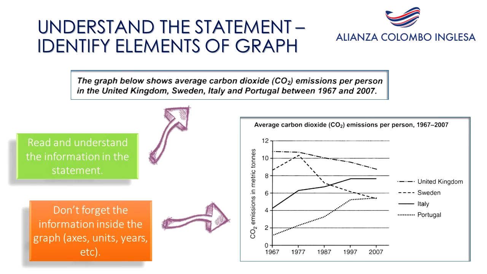Okay, so before we write anything, we should make sure to understand this statement and to identify the important elements of the graph. Let's focus our attention first on the statement. As we can see, we should identify all the essential information that is presented. We should focus on what the graph is describing. So one of the main elements is, of course, the average carbon dioxide emissions per person.